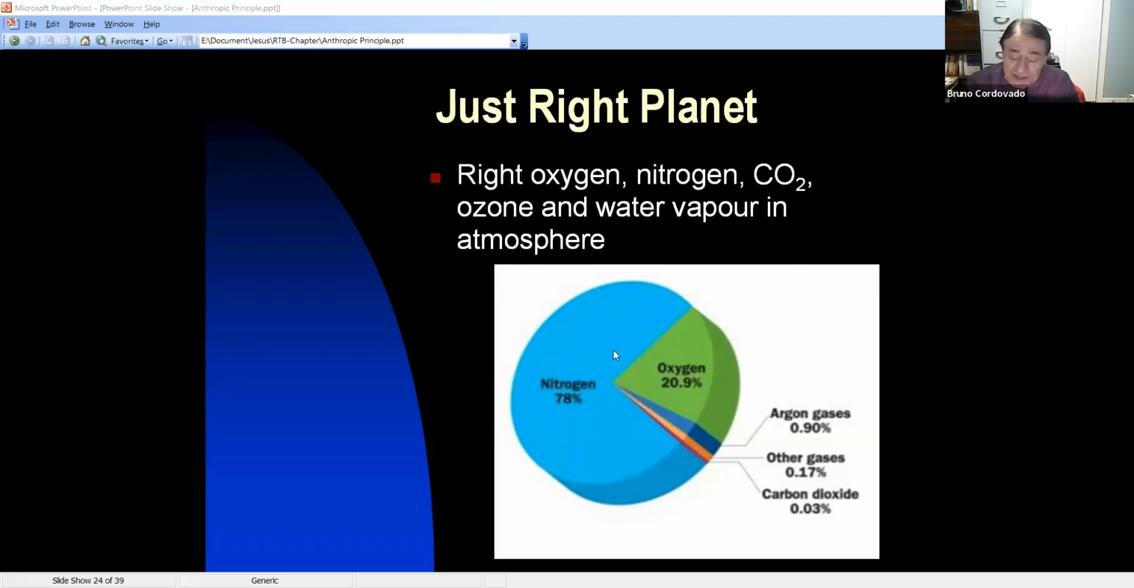You need the right amount of oxygen. If you have too much oxygen, then you have plants and hydrocarbons burning up. If you have too little oxygen, you don't have enough for animals to breathe.